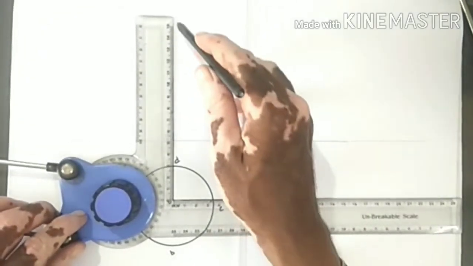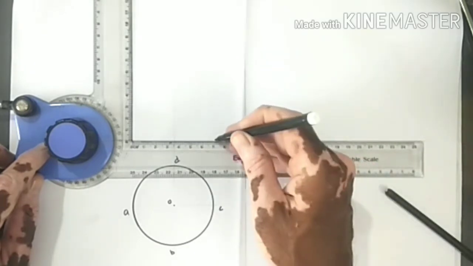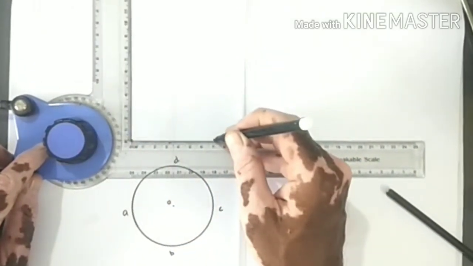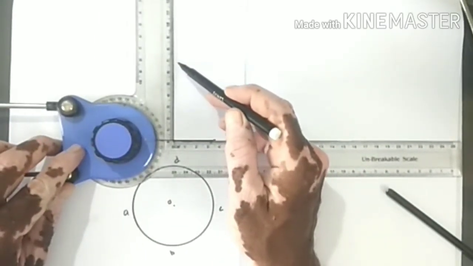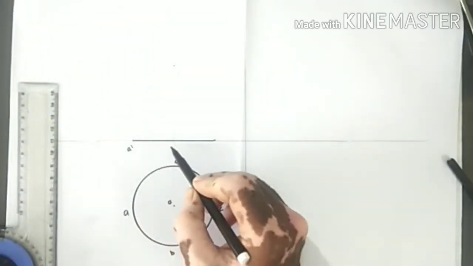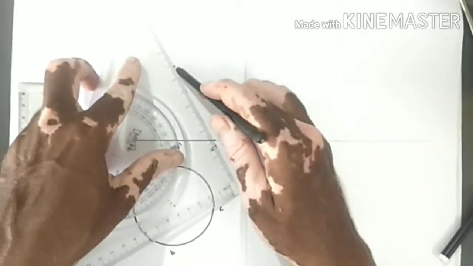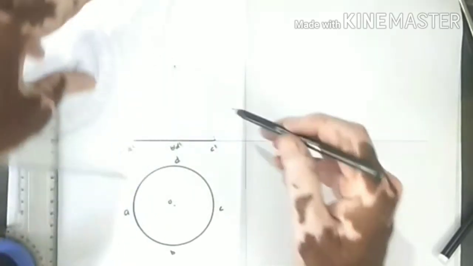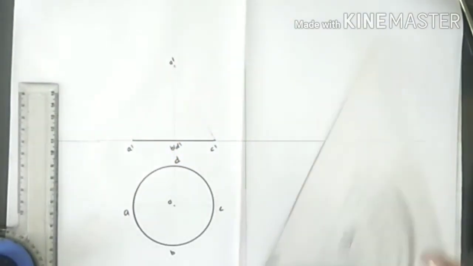Front view of this cone is triangle. Base diameter is 70. So 35 right, 35 left. And axis is given to it, that is 65. Height of the cone is 65. So this A dash, this B dash, D dash and this C dash. And I am joining this cone like this. So this apex O.